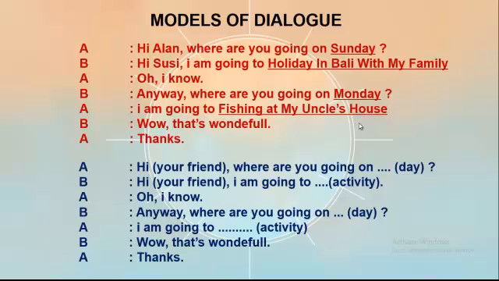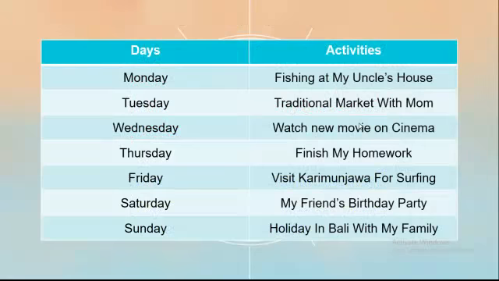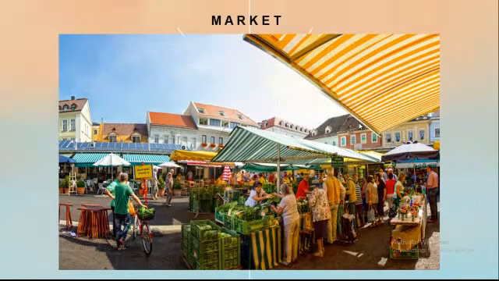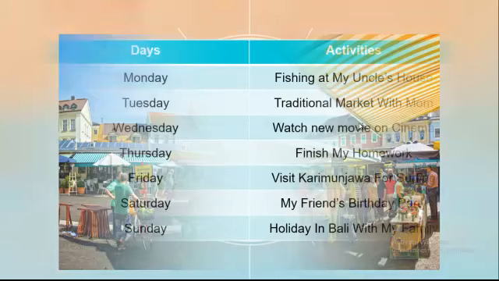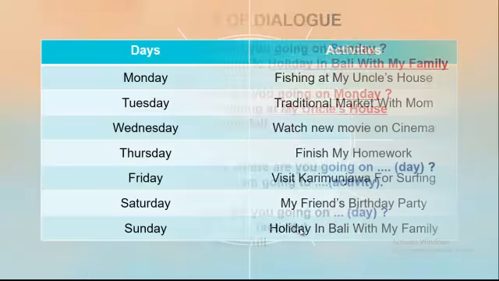For example, hi Alan, where are you going on Sunday? Hi Susie, I'm going on holiday in Bali with my family. This is based on the table here. On Sunday, she is going on holiday in Bali with her family.